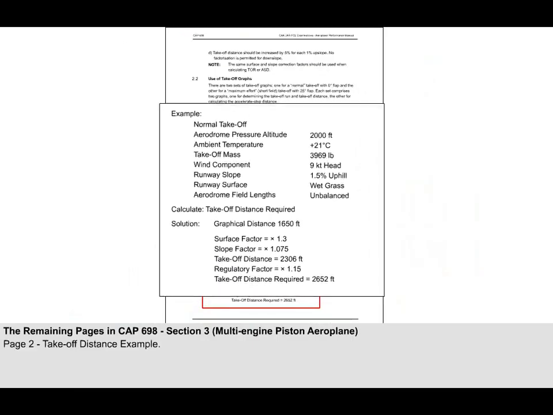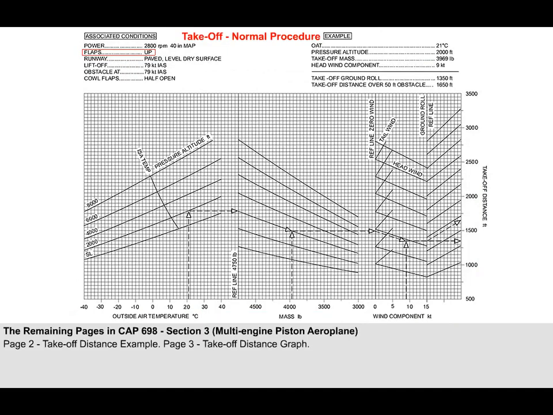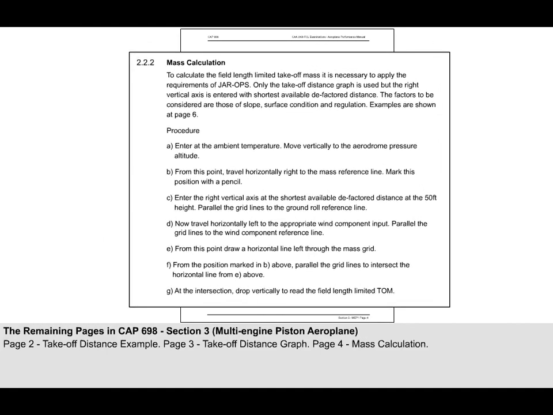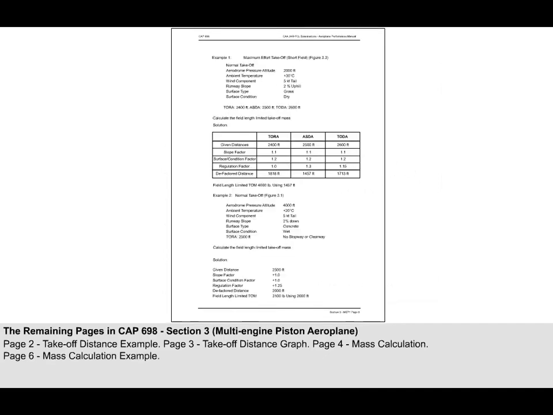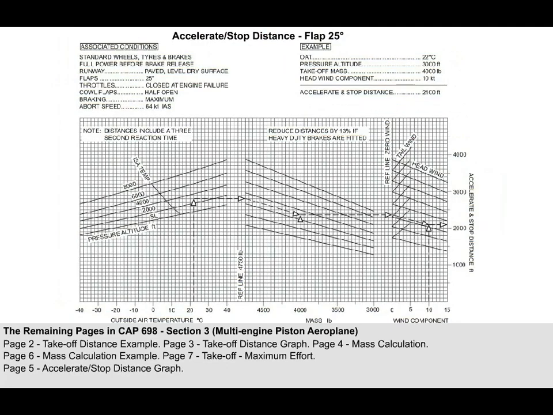On page 2, section 3, is an example you may follow to calculate the takeoff distance. Page 3 of section 3 is the takeoff distance graph, but without flap, which we have already used and worked through. Page 4 of section 3 describes how to determine the maximal permissible mass to meet all the regulatory requirements, an example of which is on page 6. Lastly, on page 7, we find another takeoff distance graph, but this time assuming a maximum effort takeoff, which uses a higher flap setting. And on page 8 is the corresponding accelerate stop distance with this higher flap setting. You use these last two graphs in an identical way to the one you have already worked through.